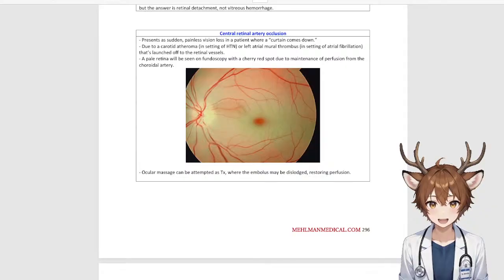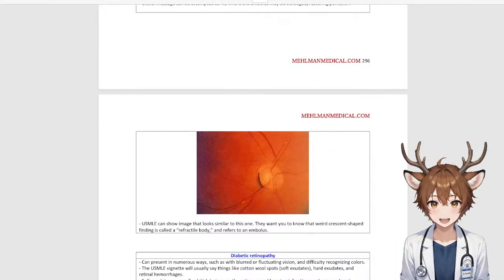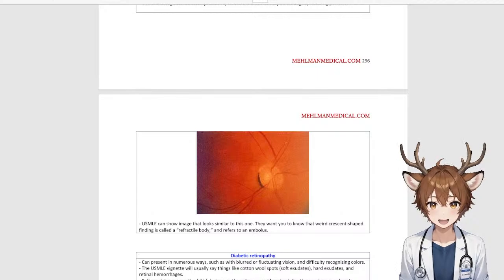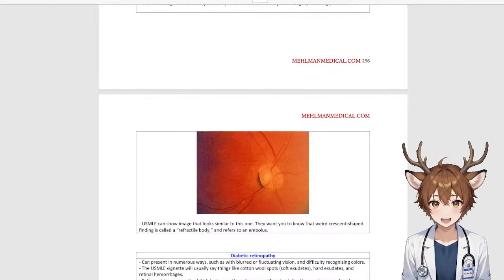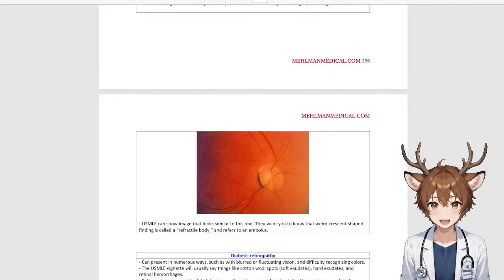Yeah, so this is the continuation of central retinal artery occlusion. So USMLE wants to show you an image that looks like this one. Okay, they want you to know that the weird crescent-shaped finding is called a refractile body and refers to an embolus.